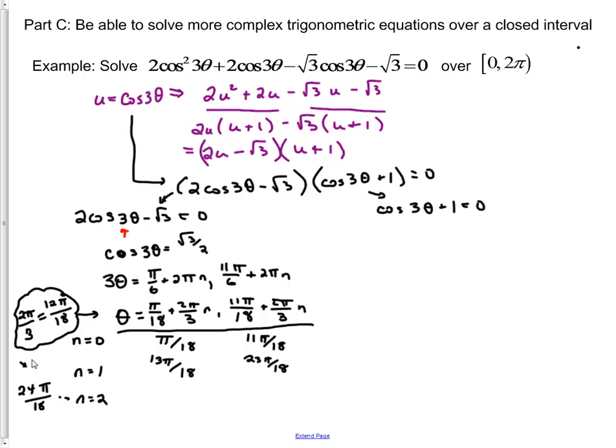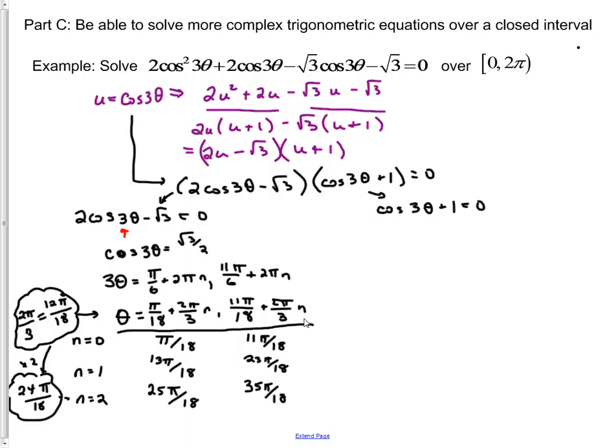We're just taking this guy up here and multiplying it by 2. So we're going to take pi over 18 plus 2 times 2 pi over 3, that's 24 pi over 18. So pi over 18 plus 24 pi over 18, that's 25 pi over 18. And I'm going to take 11 pi over 18, add 24. That gives me 35 pi over 18. Look what I've got here. I've got 1, 2, 3, 4, 5, 6 answers.